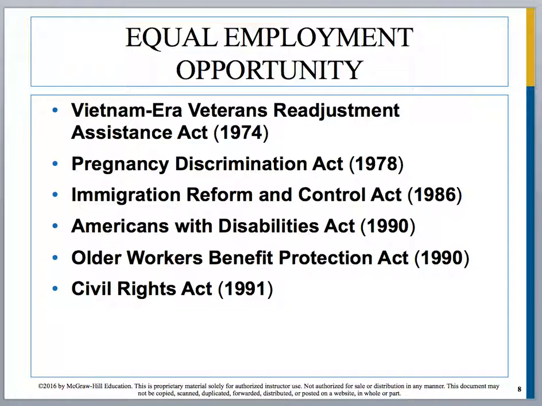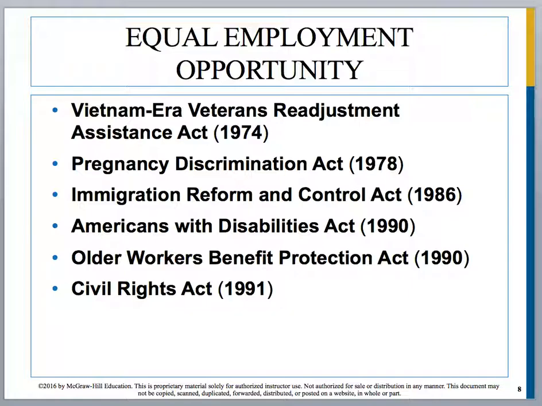The Pregnancy Discrimination Act of '78 was an amendment to the Civil Rights Act. And the PDA, as it's called, states that women who are affected by pregnancy, childbirth, or related medical conditions shall be treated the same for all employment-related purposes, including receipt of benefits under fringe benefit programs, as other persons not so affected but similar in their ability or inability to work.